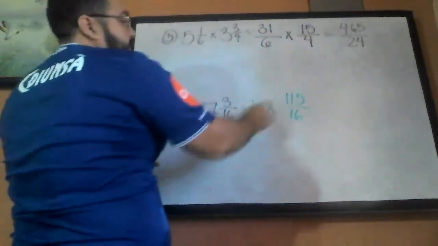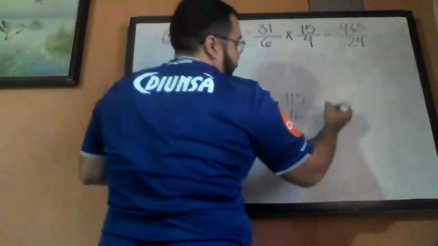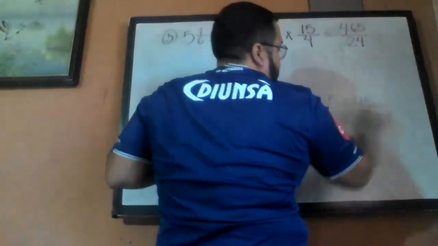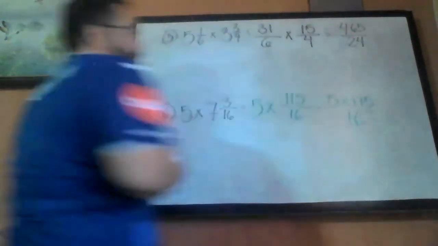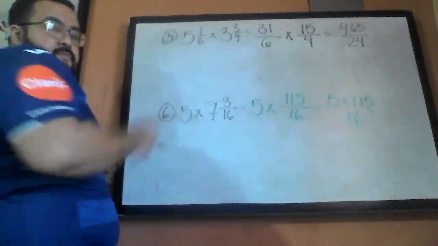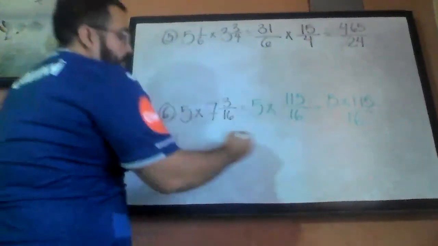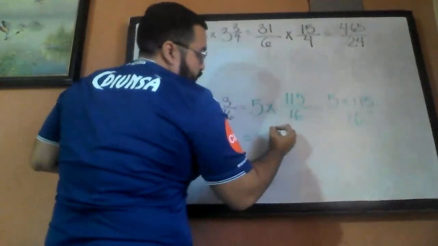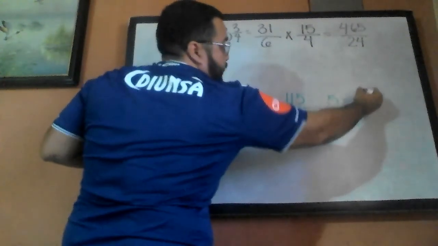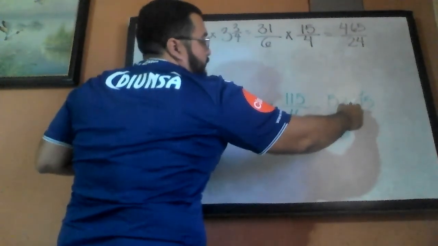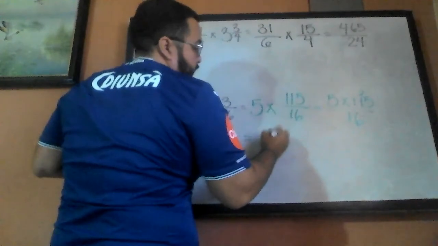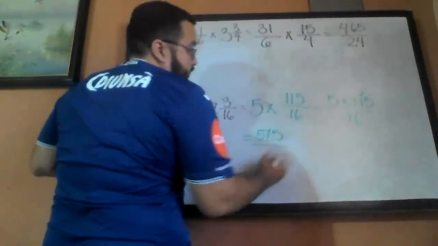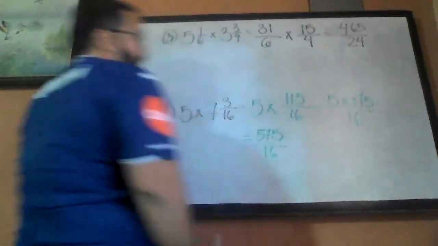Now we're going to multiply 5 times 115 and 16 here down below. I'm going to copy the answer here. Okay, 5 times 5, 25. Write 2 here. 5 times 1, 5. Plus 2, 7. And 5 times 1, 5. 575 and 16 here down below.